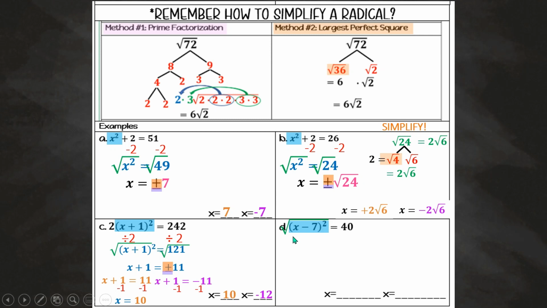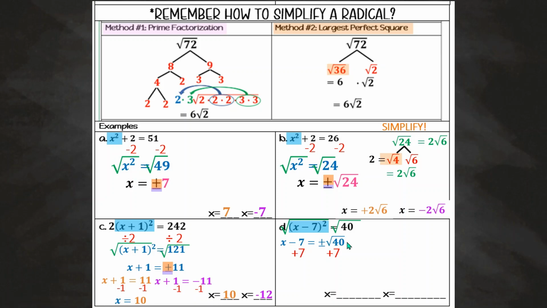Finally, we have x minus 7 squared is equal to 40. So our squared term is already isolated, so our first step is done for us. Our second step is going to be to take the square root of x minus 7 squared and take the square root of 40. Now again, 40 is not a perfect square, so x minus 7 equals plus or minus the square root of 40.